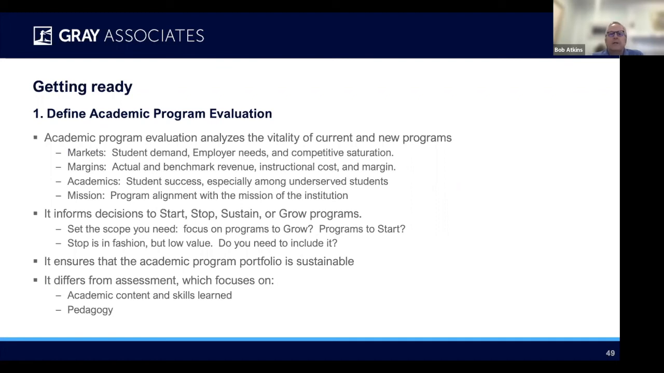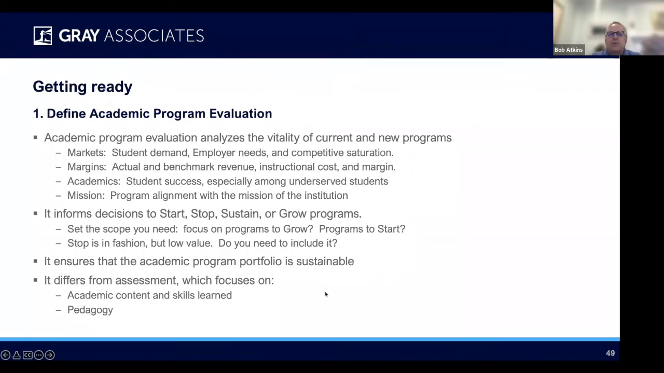But if you need to cut costs, you probably do need to look at that. You're not going to find a lot, but you will find some where your judgment will tell you you really have to make the tough choice and shut them down. And you do need to make sure whatever you're doing will lead to a sustainable portfolio. And I want to make a distinction between evaluation and assessment.